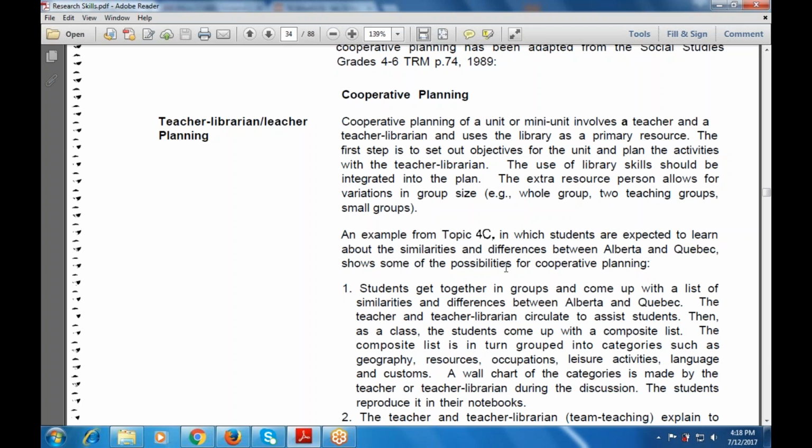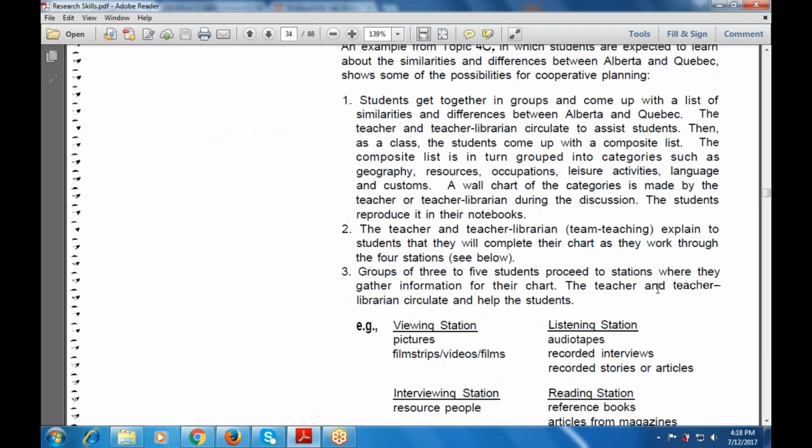Then, when it is used as a class, the students come up with a composite list. A composite list means including everything: geography, resources, occupations, leisure activities, languages, as well as customs. The whole chart of these categories is made by the teacher or the teacher librarian during the discussion, and with its help the students reproduce it in their notebooks. So whatever tool, categories and documentation they use, the teacher librarian circulates with the composite list.